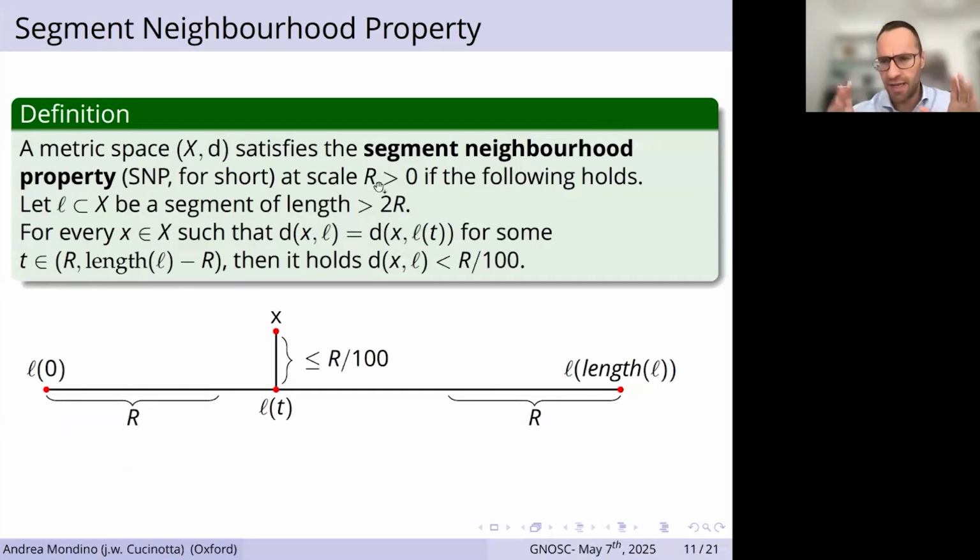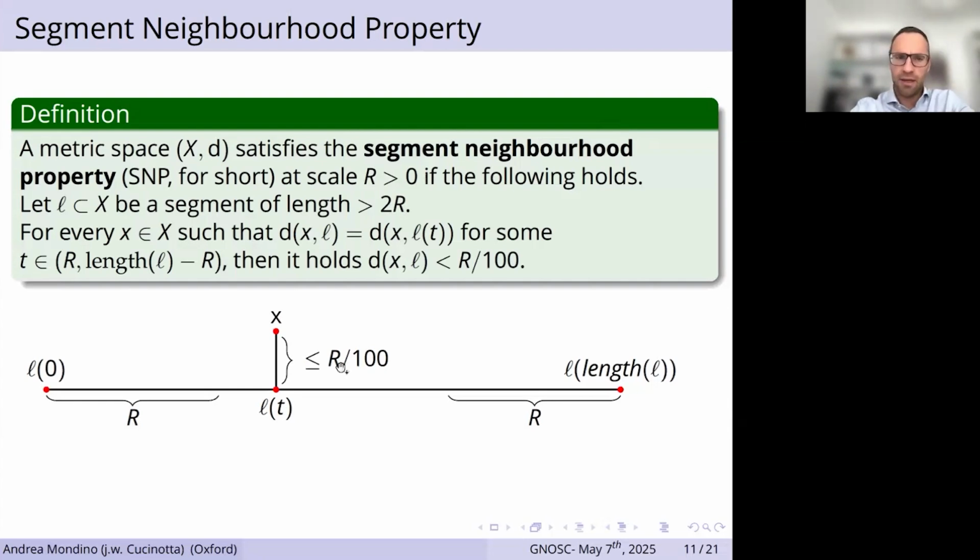Let me first state it in words, and then we look at the formula. We want to say that every time that we have a very long segment, of length at least 2R, and every time that we have a point X which projects into the middle part of the segment, then this point must actually be close to the segment.